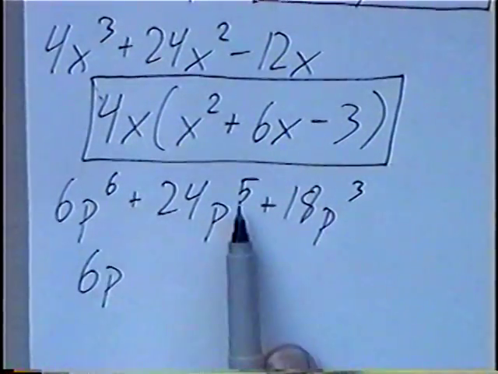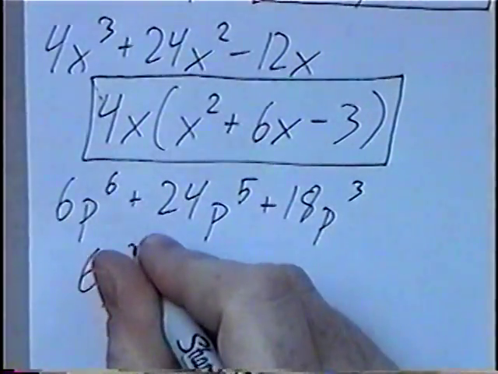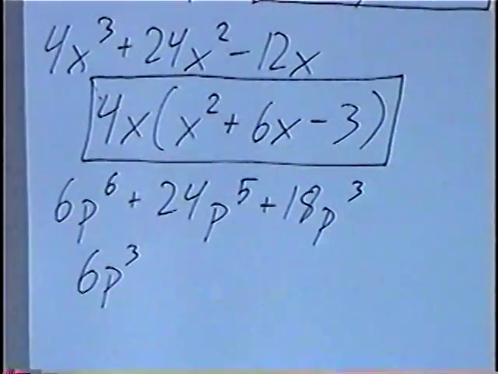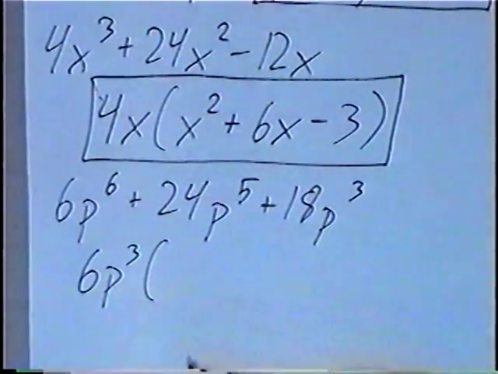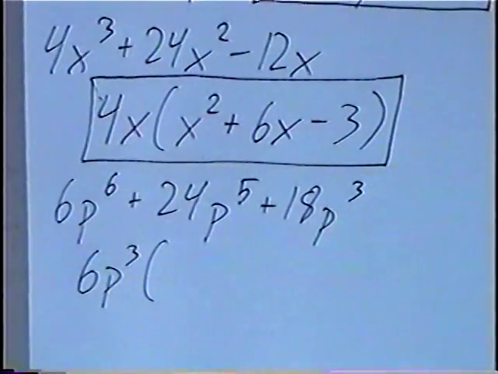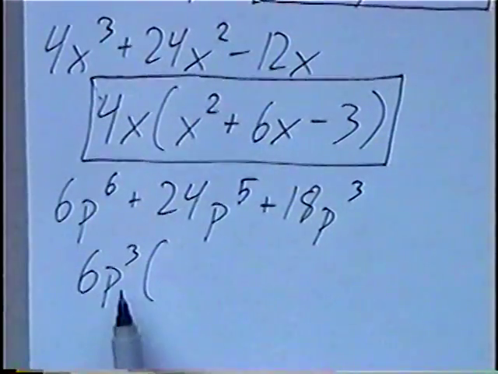When all the terms have the same variable with different exponents, we want to take the lowest exponent, which is 3. So we can take 3 p's out or divide p to the third into each of them. So again, our greatest common factor is 6p to the 3rd power. And completing the question, we'll divide each one by 6p to the 3rd. The 6's again will cancel.